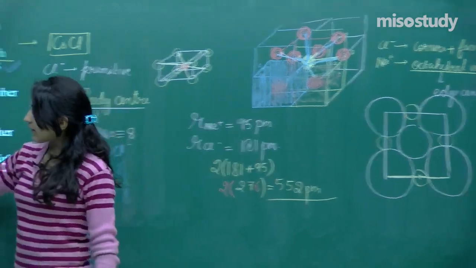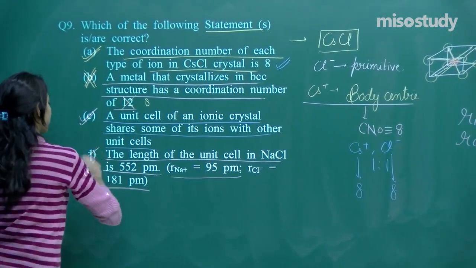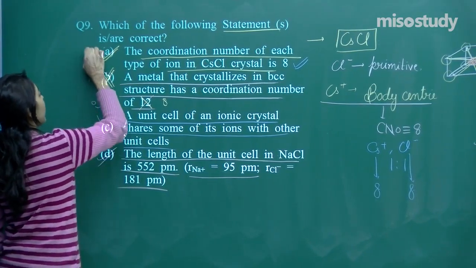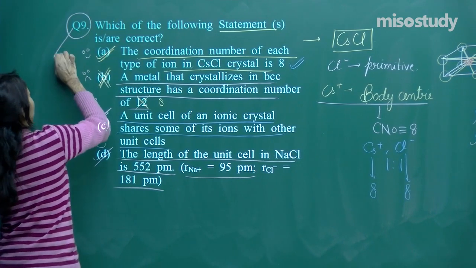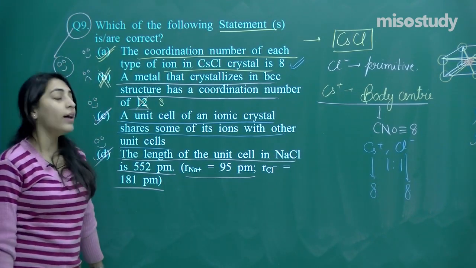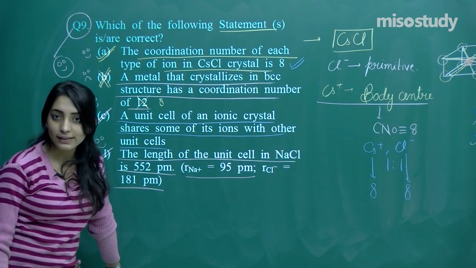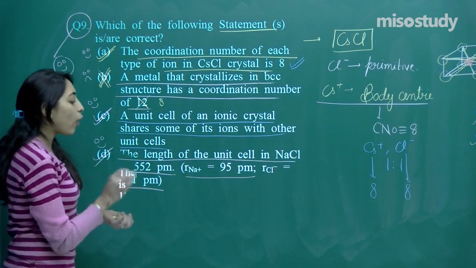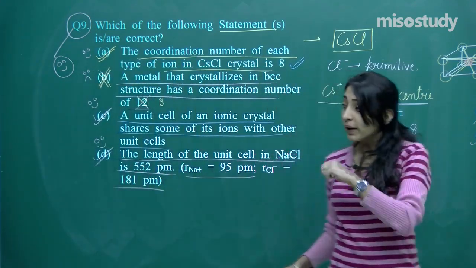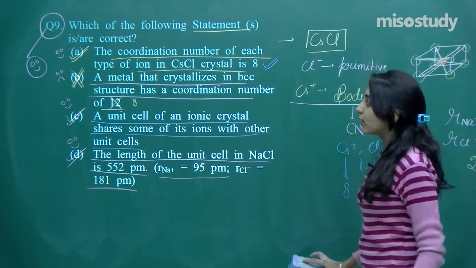Let's see. He is saying the answer for the edge length is 552 picometers, which is correct. Okay. So guys, this was all about question number 9. Let us now finally move on to the next question, and the next question that we are going to discuss is question number 10.